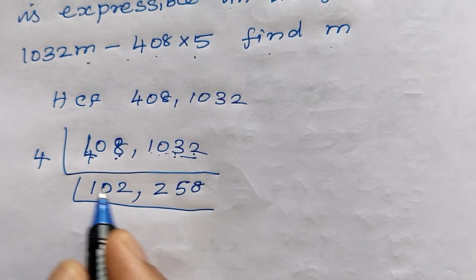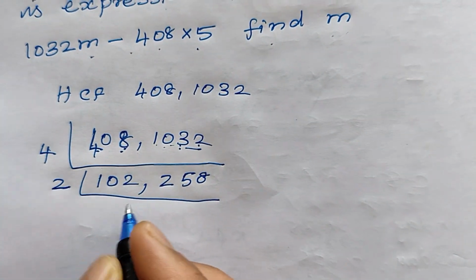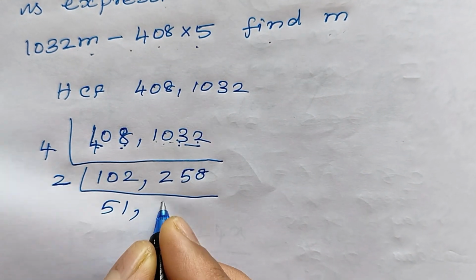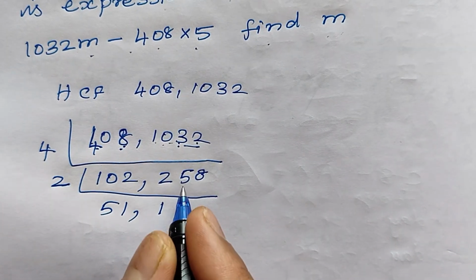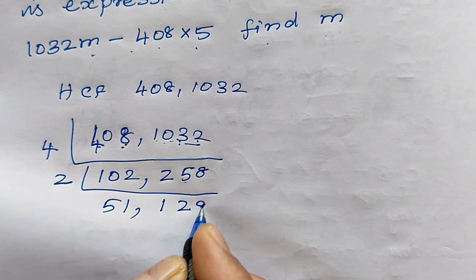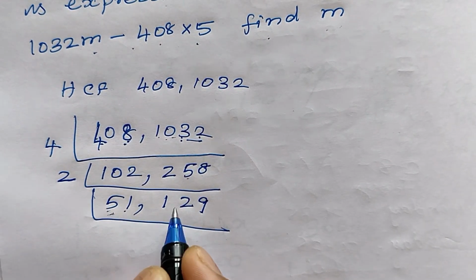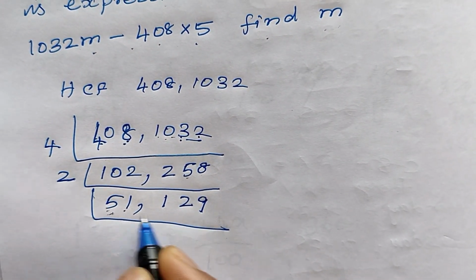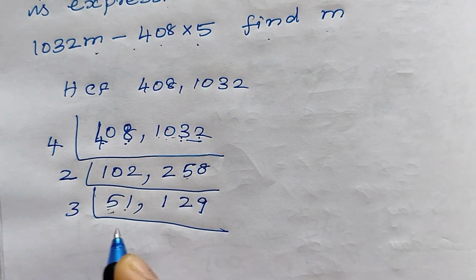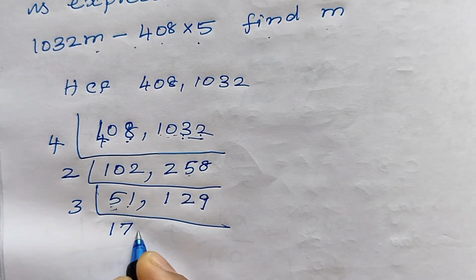Next again 102, 258. Next we have to divide by 2. So 5, then 1, then 1, 2 2s are 4, 18, 9. Then next 5 plus 1, 6. So divisible by 3. Then here 3 plus 9, 12. So divisible by 3. So 1, 3, 7 3s are 21.